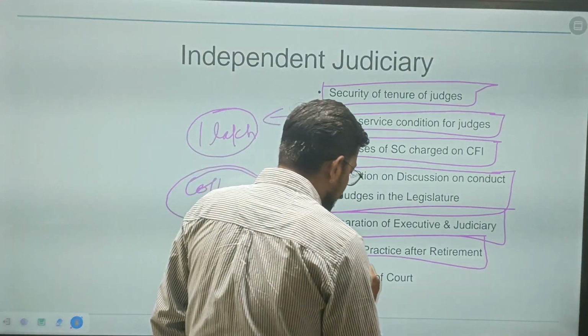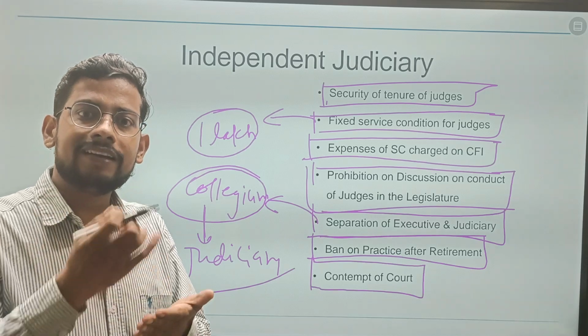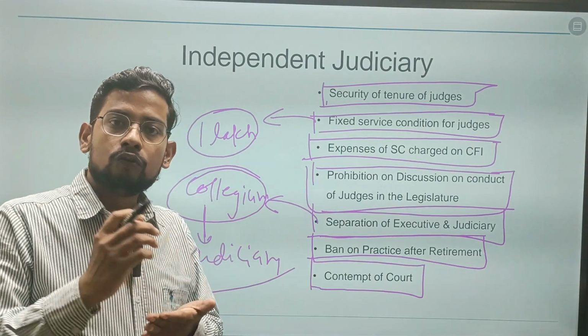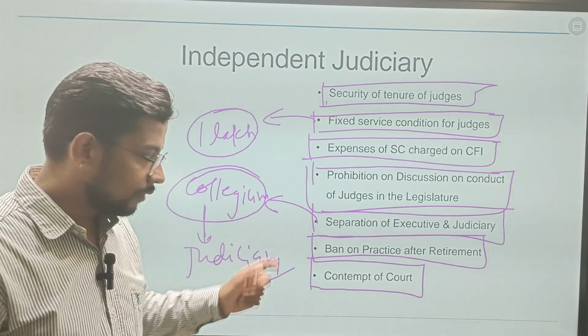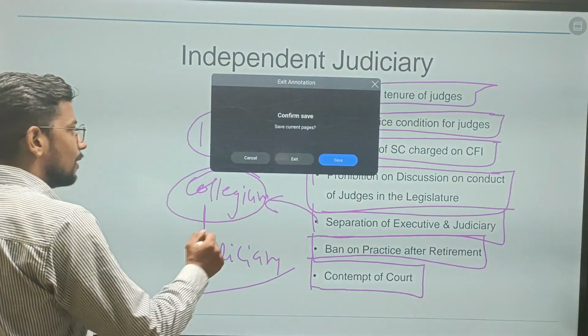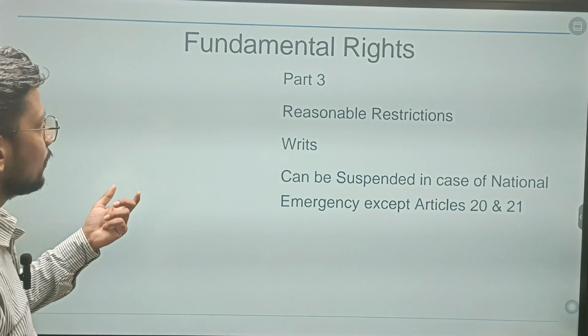Then contempt of court. If anyone is trying to defame the court, then the court has a power to punish that person for that defamation, which is known as contempt of court. And these provisions have been made in our constitution to protect the independence of the judiciary.